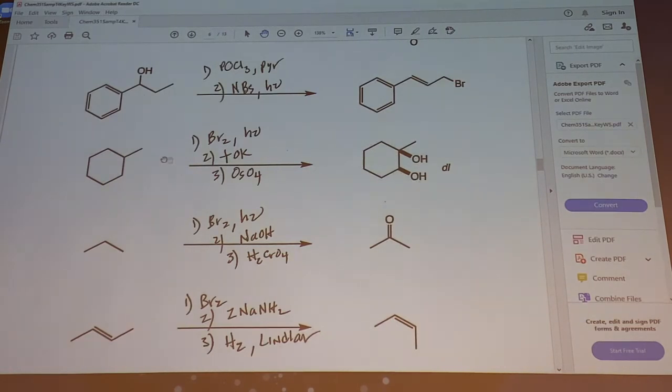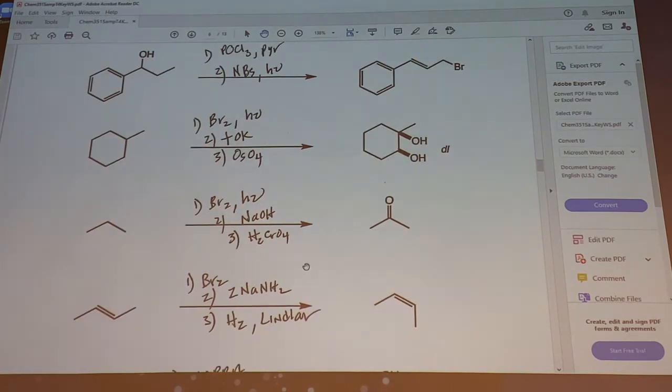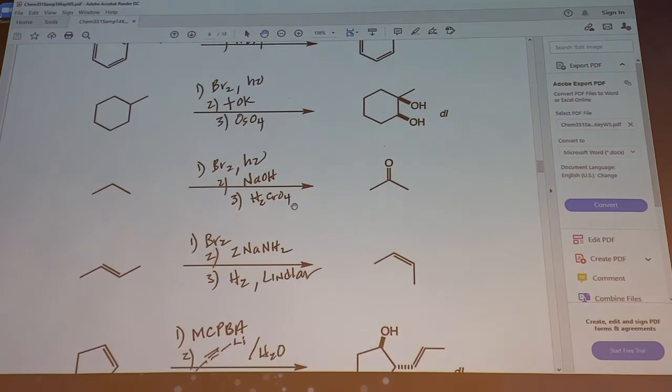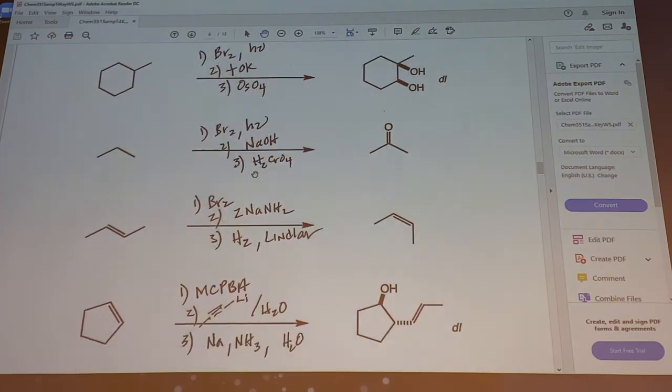The alkene lays down on one side of the osmium tetroxide, either top or bottom, to give you either an enantiomer of that. Okay, oxidation of the alcohol that you form after you do the bromination there, yeah.